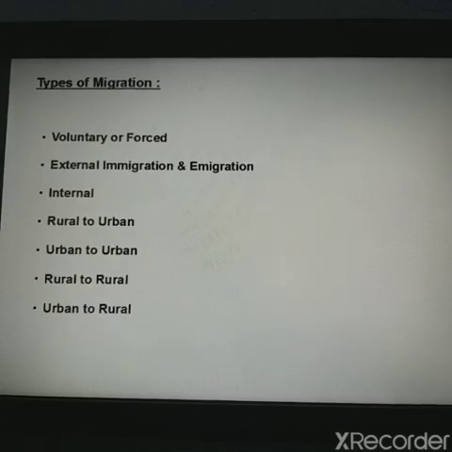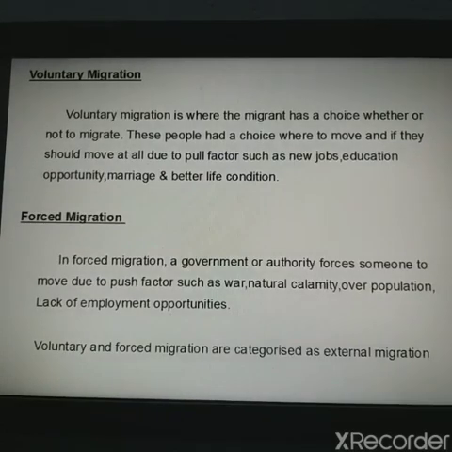So let us discuss voluntary and forced migration first. Voluntary migration is where the migrant has a choice whether or not to migrate. These people had a choice where to move and if they should move at all due to pull factors such as, for example, new jobs, education opportunity, marriage and better living conditions.